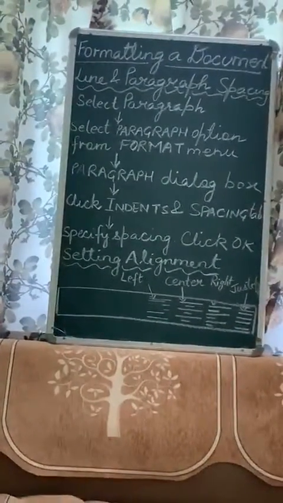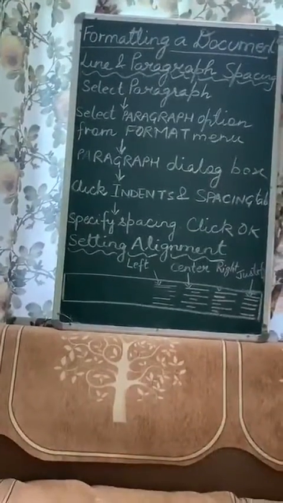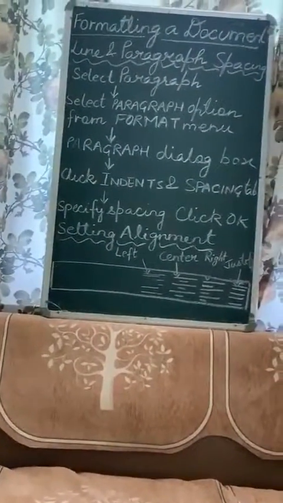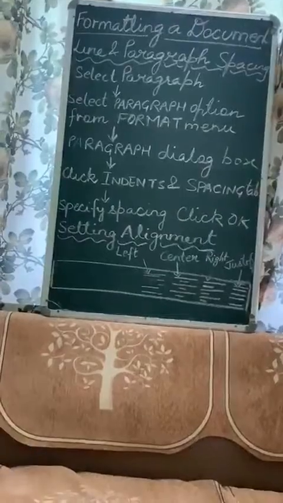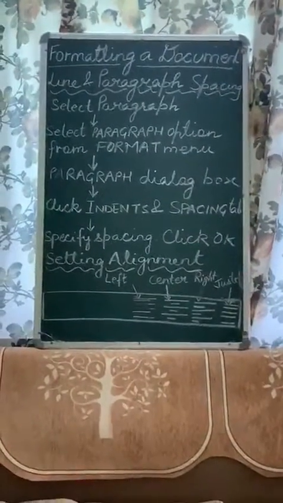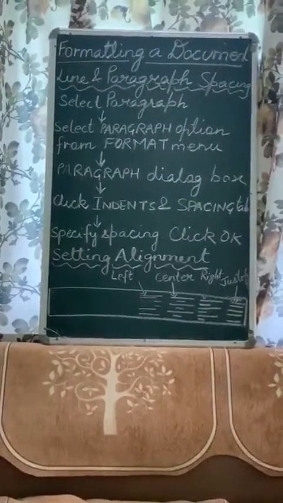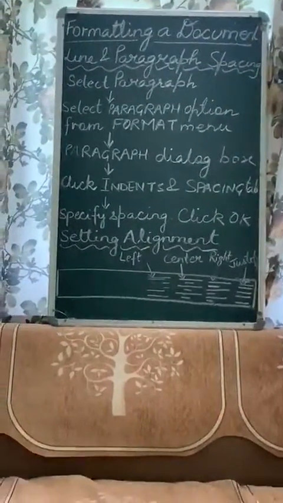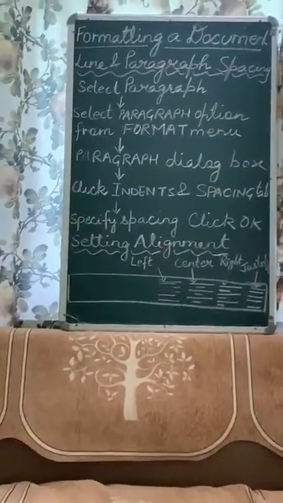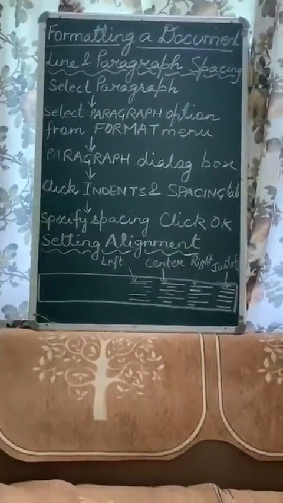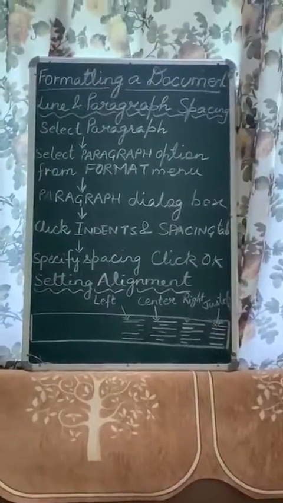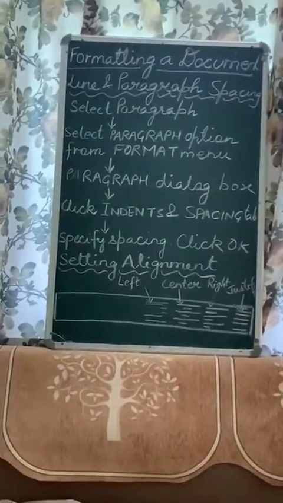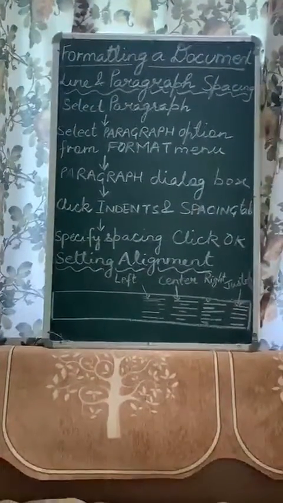Once you have selected Alignment, there are already predefined options present: left, right, center and justified. Left means the complete text will be shifted towards the left side. Right means towards the right side. Center means in the center of your page, and justify means it is at equal distance from all the sides. So this is one way of setting the alignment.